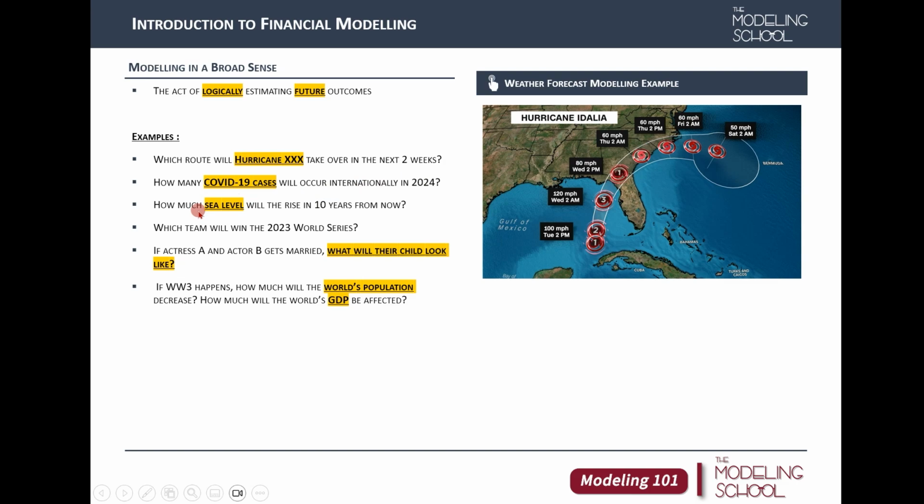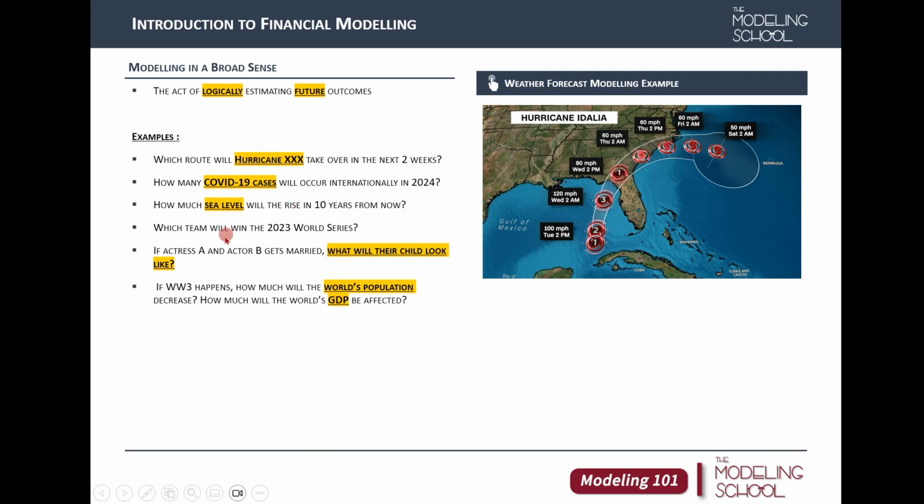For example, how much will sea level rise in the next 10 years? How much of the glaciers are going to melt from the North and South poles? What is the worst scenario? What is the best scenario? Scientists or environmentalists are trying to logically estimate what's going to happen in the future.